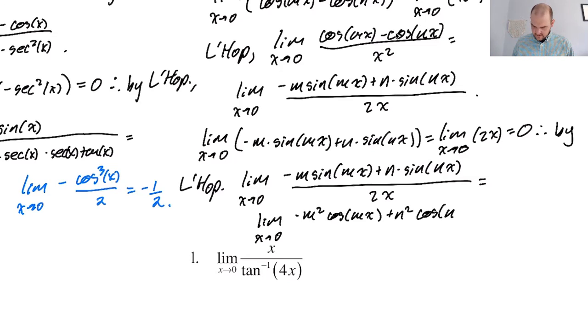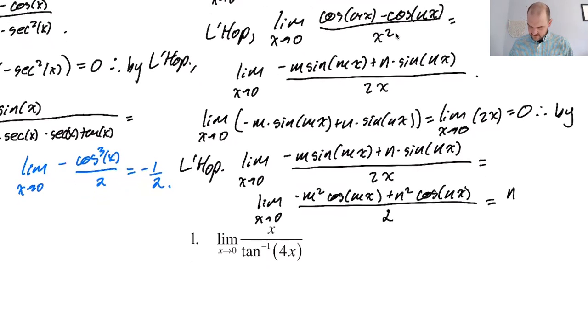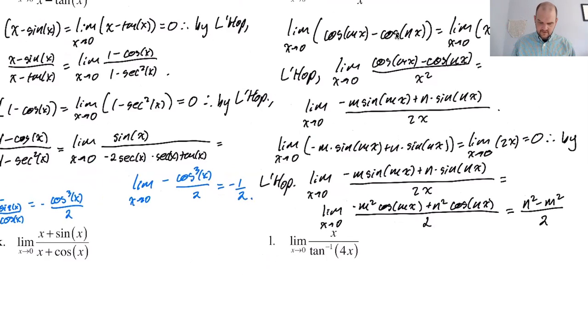cosine of nx, and then all over 2, which is our saving grace, because we know we're getting an answer this time, because we're not going to get an indeterminate form because the limit of the denominator is 2. It's not 0. It's not infinity. We're getting an answer. All right, cosine of 0 is 1. So actually, we just get n squared minus m squared over 2. That's so crazy that I'm going to highlight that. This limit is just that.